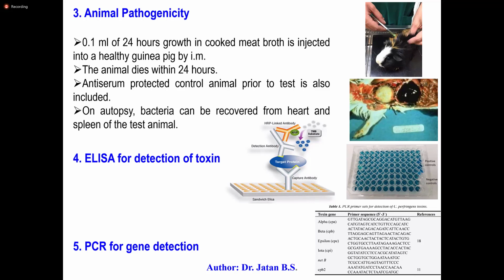Yes, sir. So you can go for staining, you can go for culture, you can go for serological tests, you can go for animal pathogenicity, you can go for biochemical tests, you can go for PCR. These are the different methods of diagnosis of gas gangrene or Clostridium perfringens infection. Can I move on to the next slide?